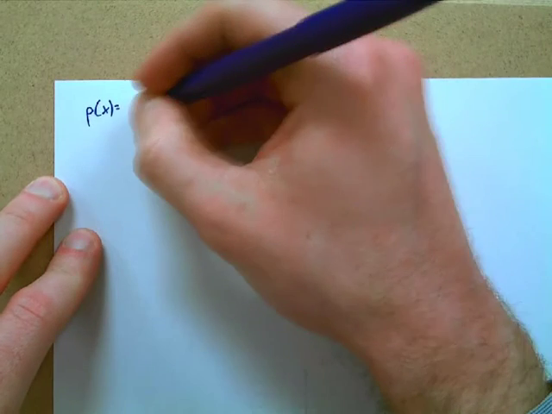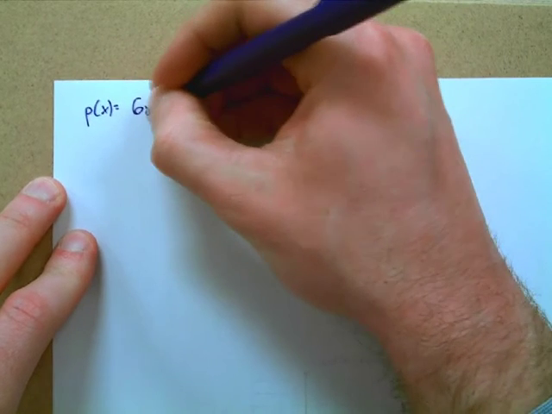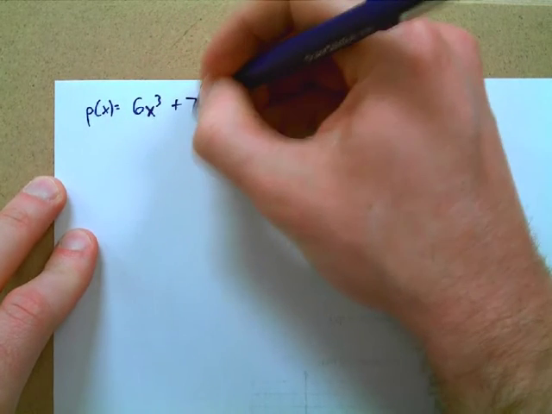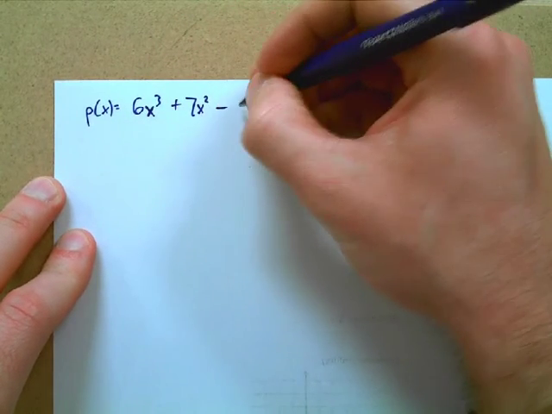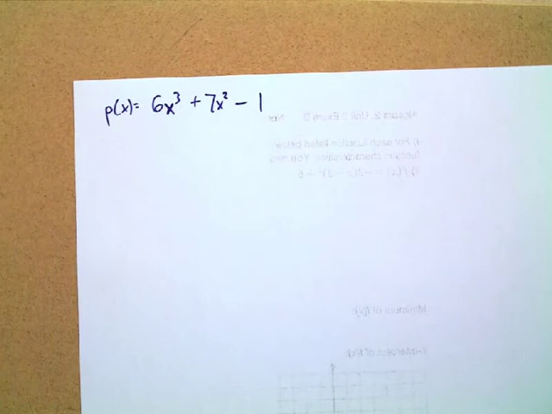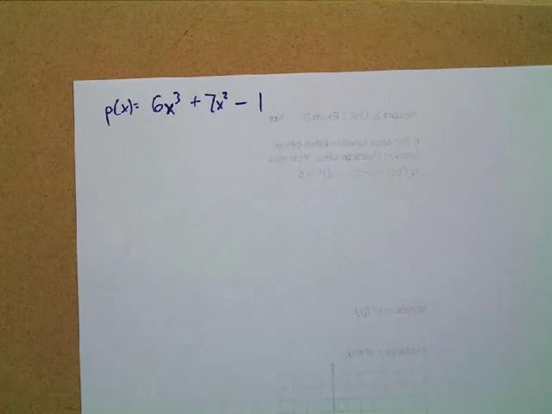P of x equals 6x to the third plus 7x squared minus 1. Same idea. We're going to find the zeros. We're going to list all the possible zeros, and then we're going to find them and factor completely. Okay. So again, you can see the situation we're in here, right? We cannot factor by grouping. We cannot find a GCF. It's not in a quadratic form. There's no difference of cubes here, or sum of cubes, difference of squares, anything like that.